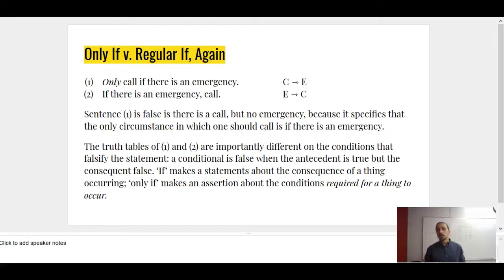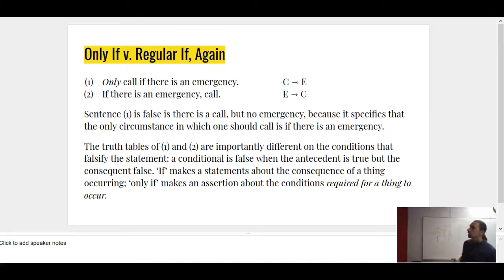So the truth tables here are going to be different because the falsification conditions, which we just looked at, are going to be different. A conditional, remember, is false when the antecedent is true but the consequent is false. If makes a statement about the consequence of a thing occurring. Right? If something, the downstream result is that other thing.